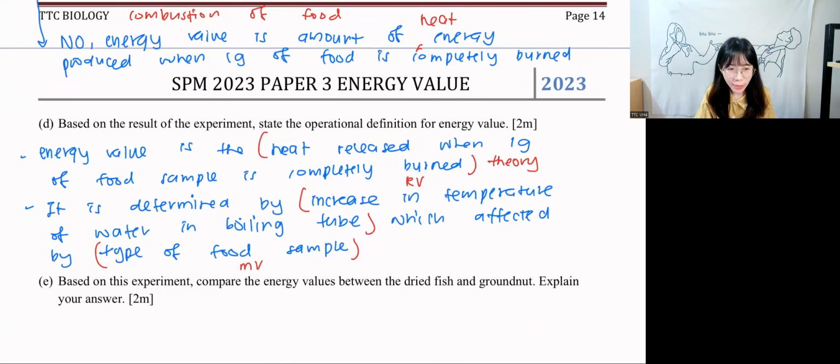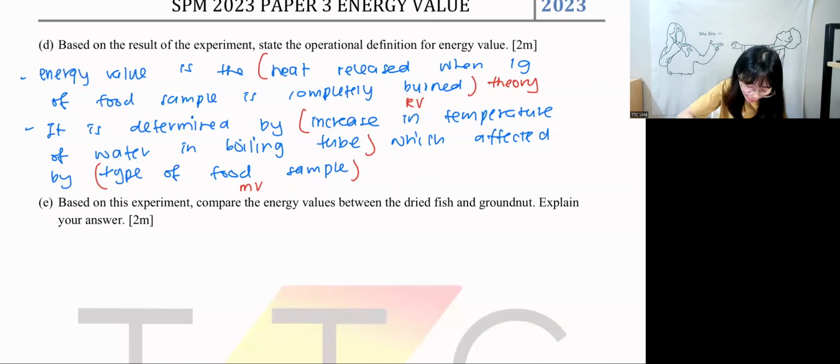Okay, next, based on your experiment, compare the energy value between dry fish and groundnut. Explain your answer. Now, do you think that groundnut or dry fish has a higher energy value? Of course, nut. Why does nut have a higher energy value? Because your energy value is not just about heat release, right? It's about the lipid content. Very good. The higher lipid content.